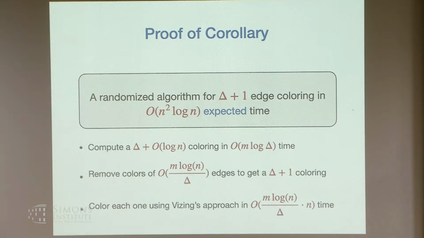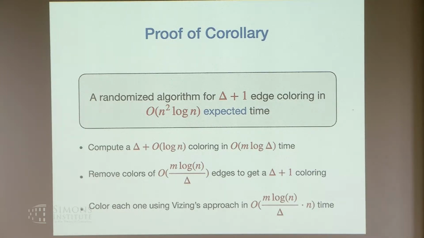Just pass them to Vizing's algorithm itself, the original Vizing approach from the 60s. It can color every uncolored edge in order n time. So Vizing's proof shows that any uncolored edge can be colored in order n time. You have these many uncolored edges, just pass them there. You get an algorithm with runtime mn over delta.